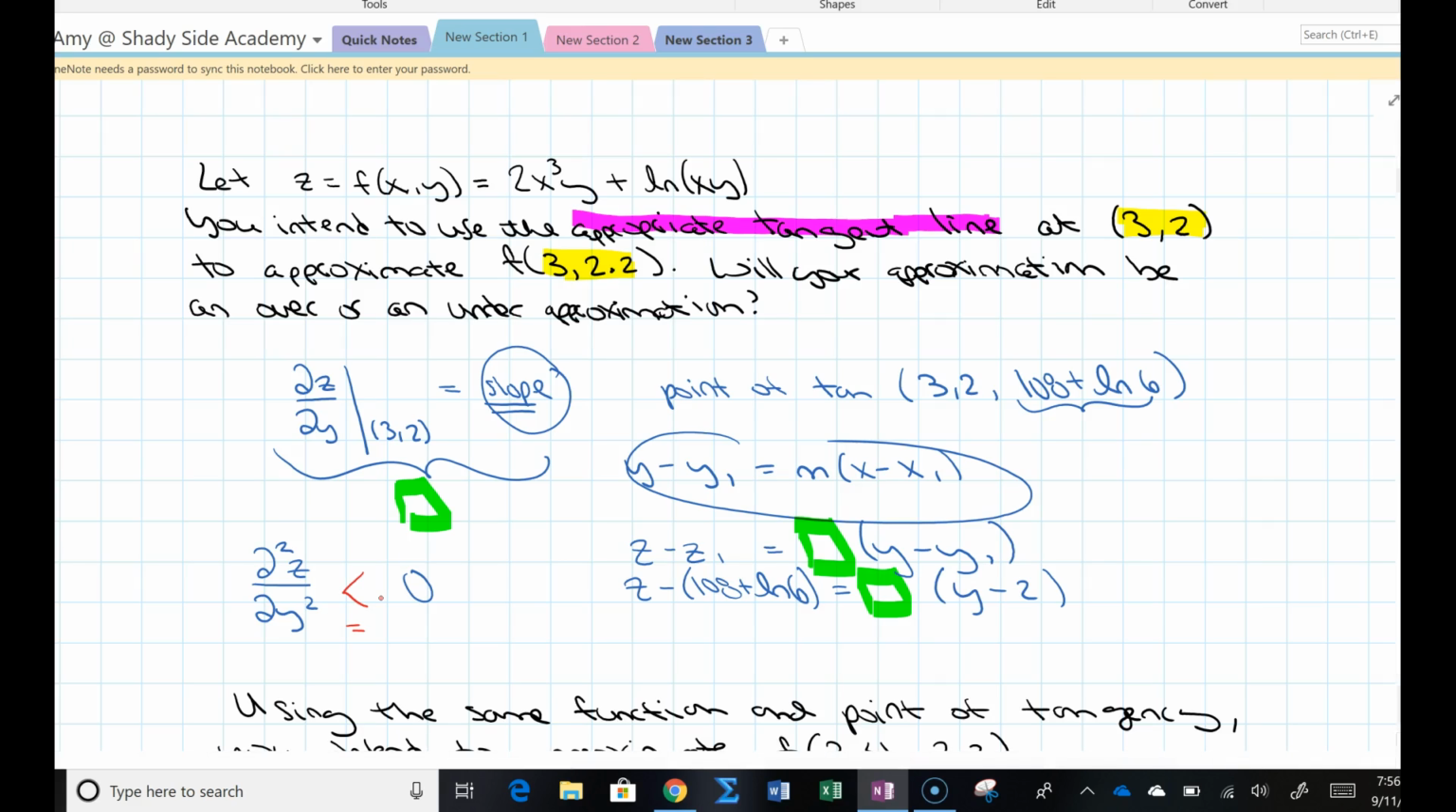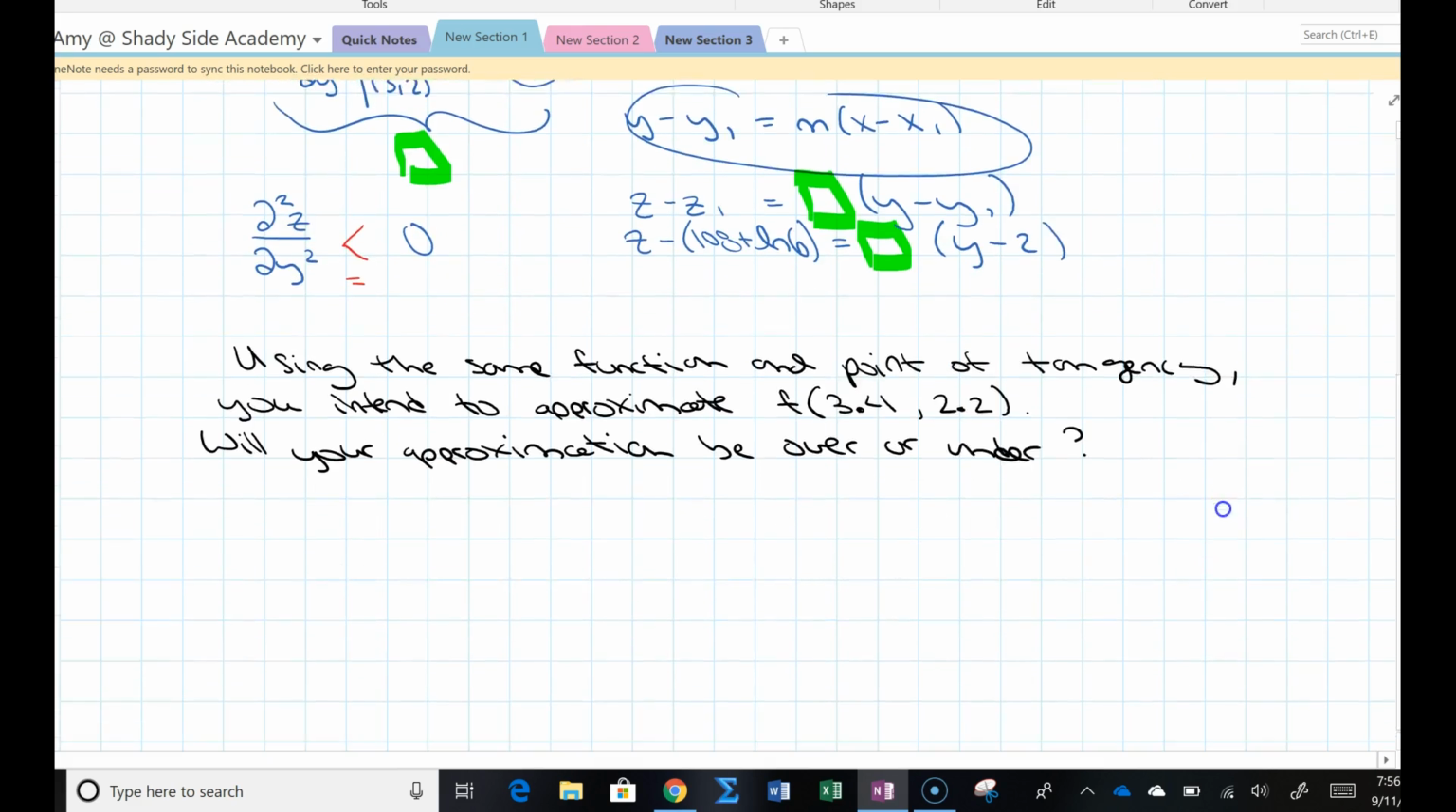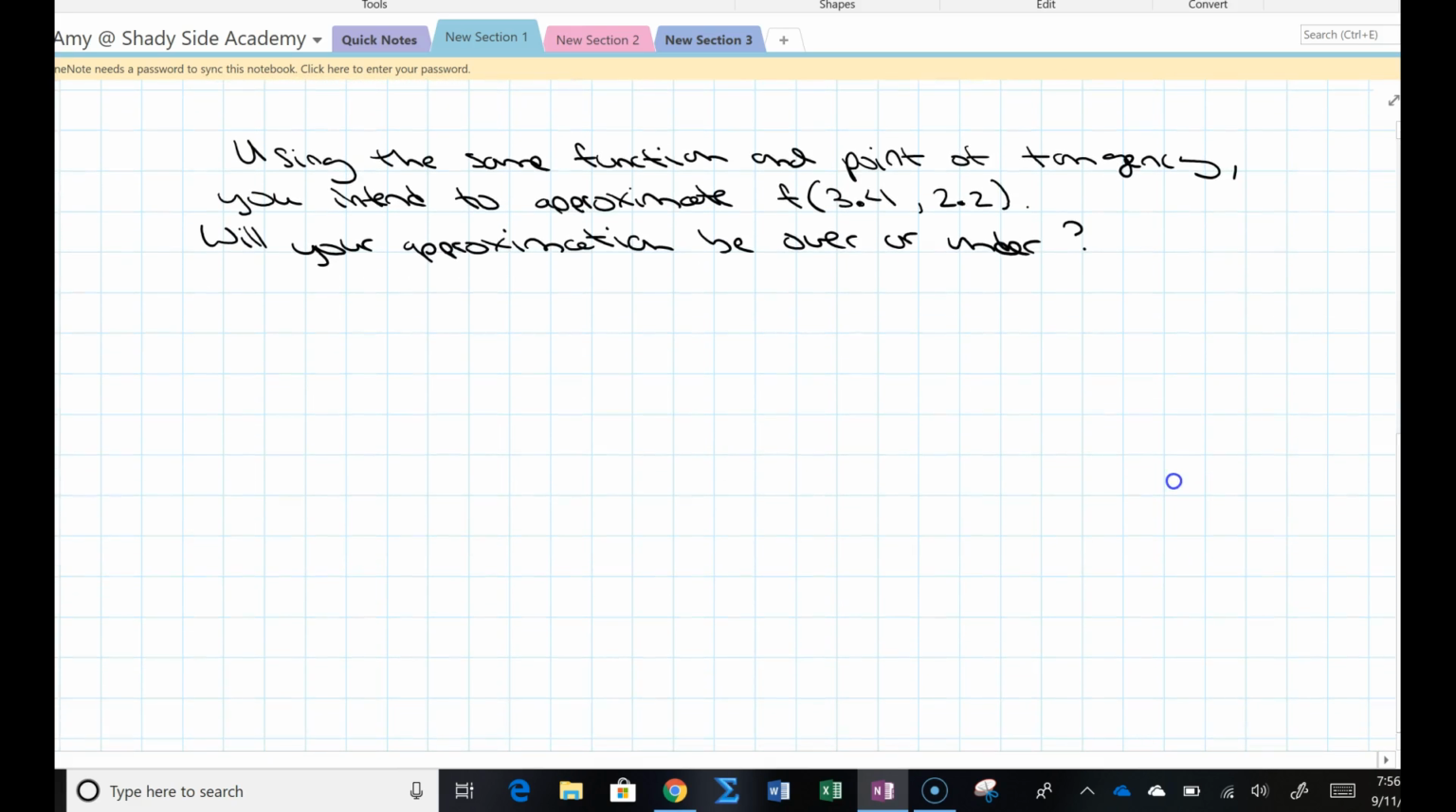Okay, so a lot going on in this question. Now I'm going to build on it a little bit. I'm going to use the same function and the same point of tangency, but now you intend to approximate f of 3.4, 2.2. Will your approximation be over or under? Okay, go ahead and talk this out. When you feel either stumped or you want a mini hint, replay me.